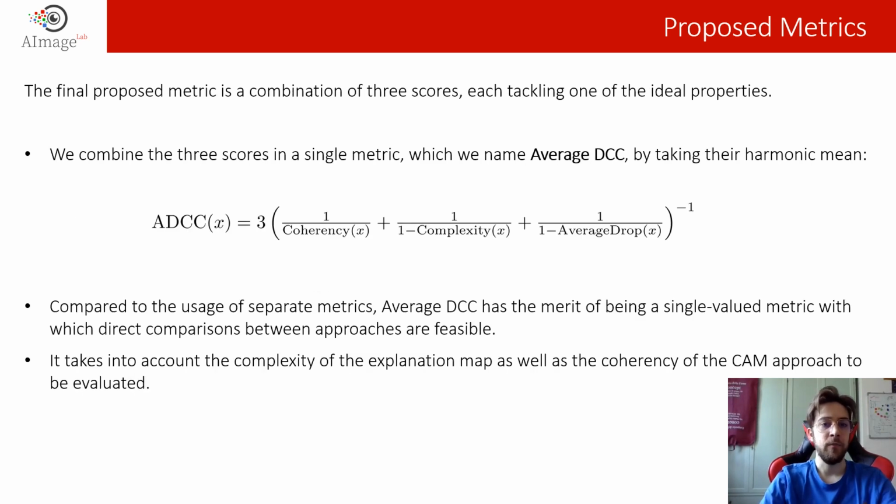And finally, we combine these three metrics into a single score, computing the harmonic mean of the previous three ones. We call this score average DCC. Being a single valued metric, it makes comparisons between approaches very simple, and also it takes into account three different and essential aspects of an attribution method that weren't considered before.